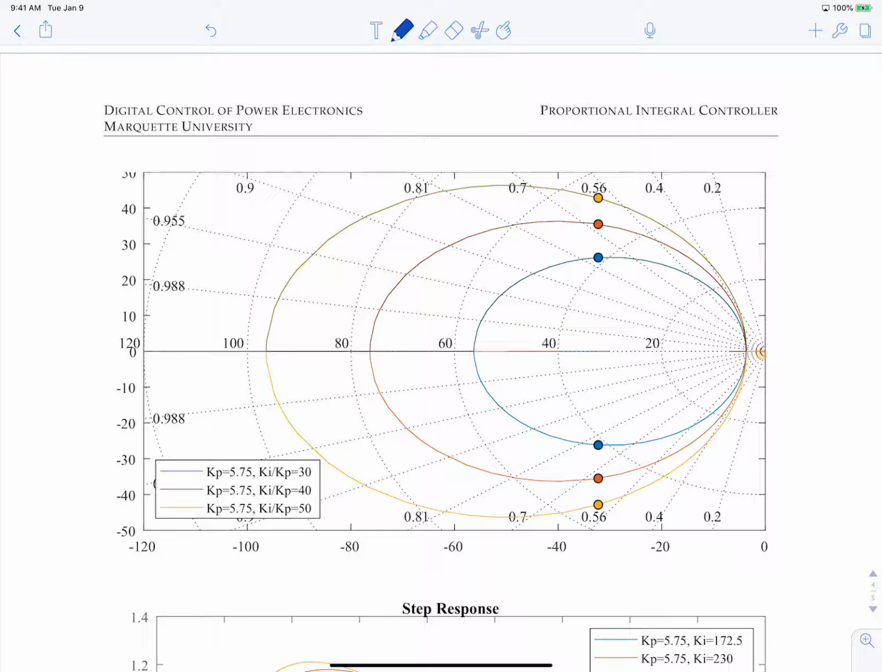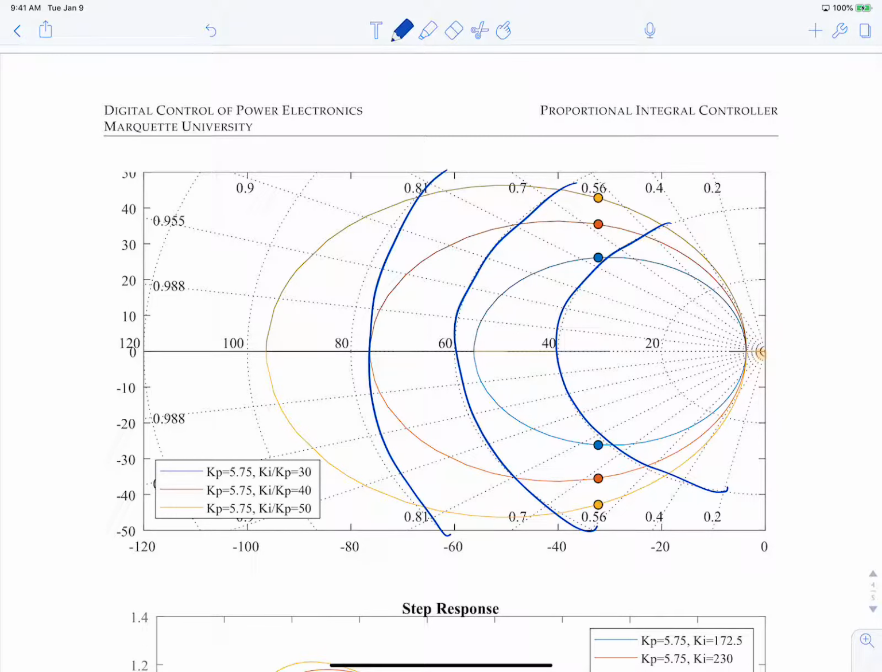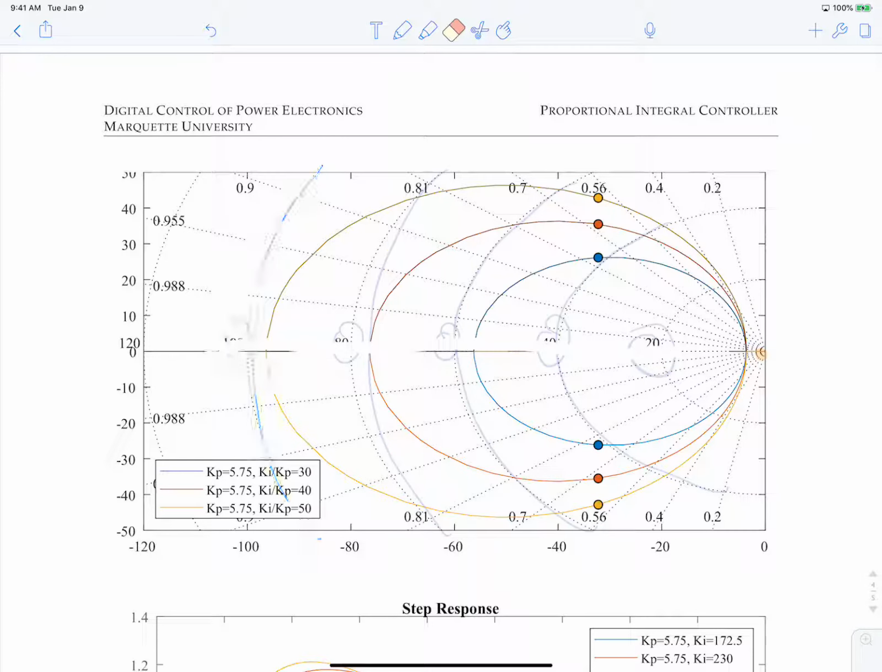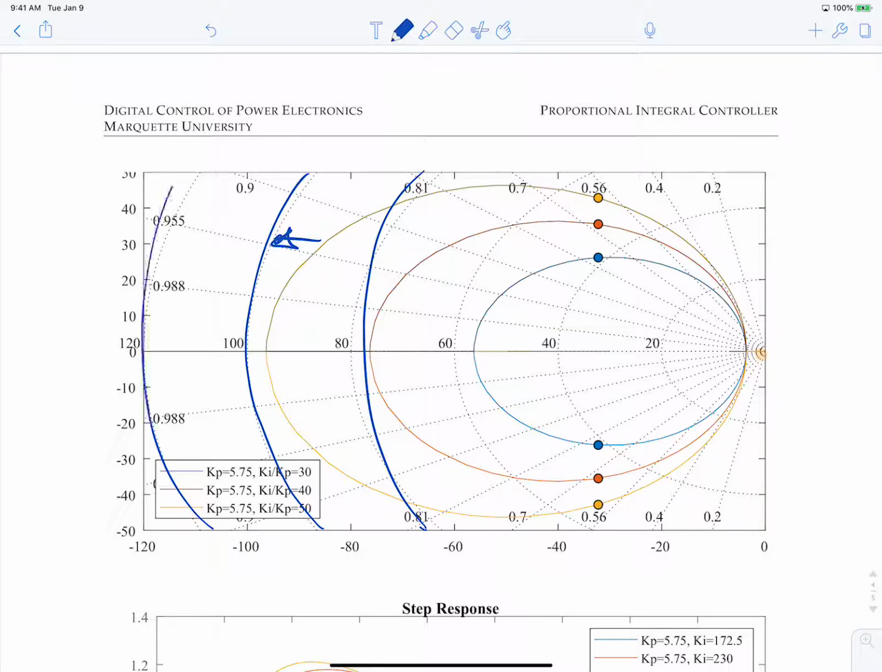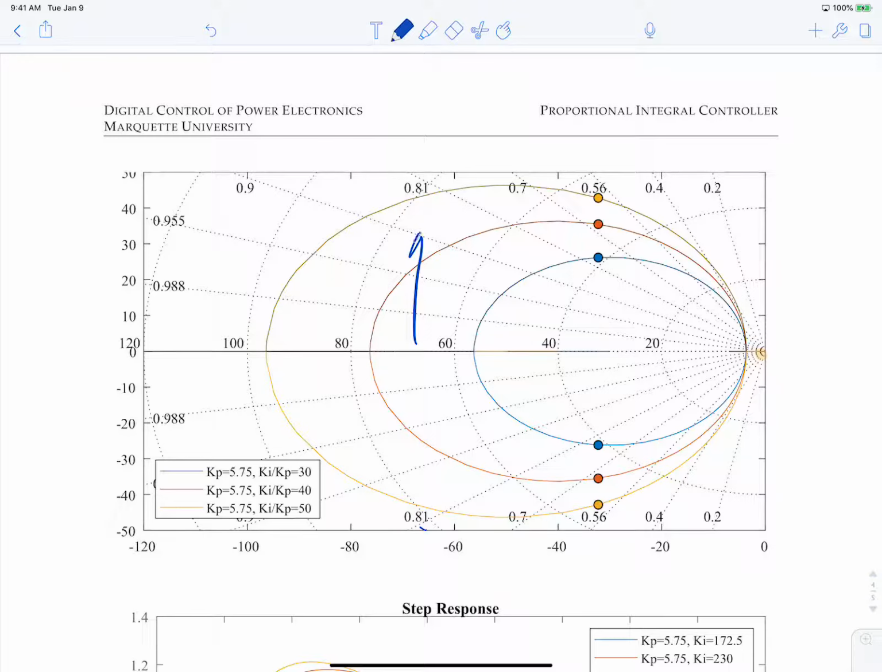So the other thing here is if you look at these circular contours here, these are for fixed natural frequencies. Like this one's 100, this one's 80, this one's 60, this one's 40, etc. So what I will say, when you're on this map and you're looking, the further you go this way, in other words, the higher the natural frequency, the faster the response.